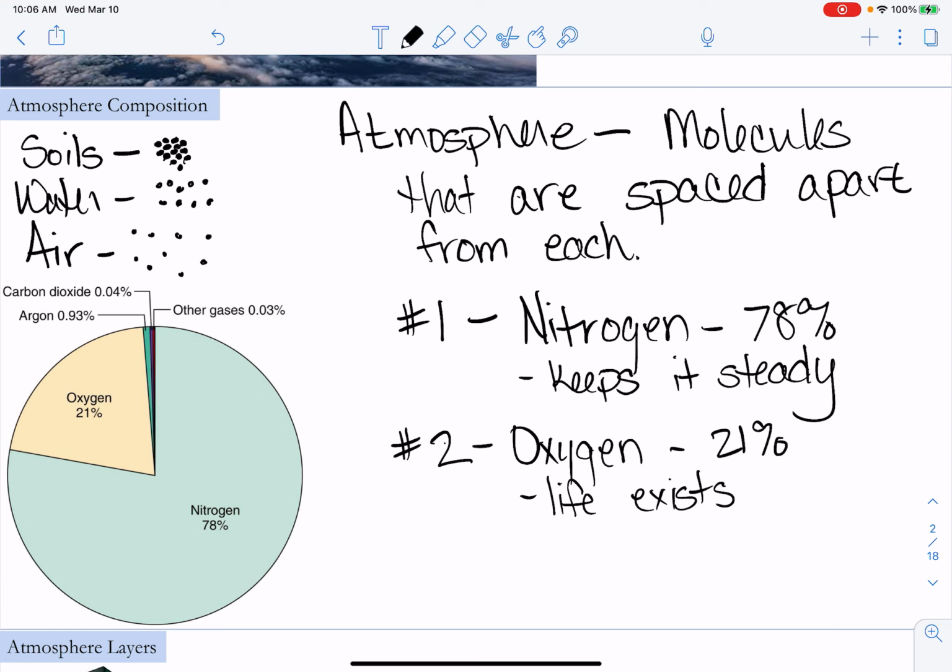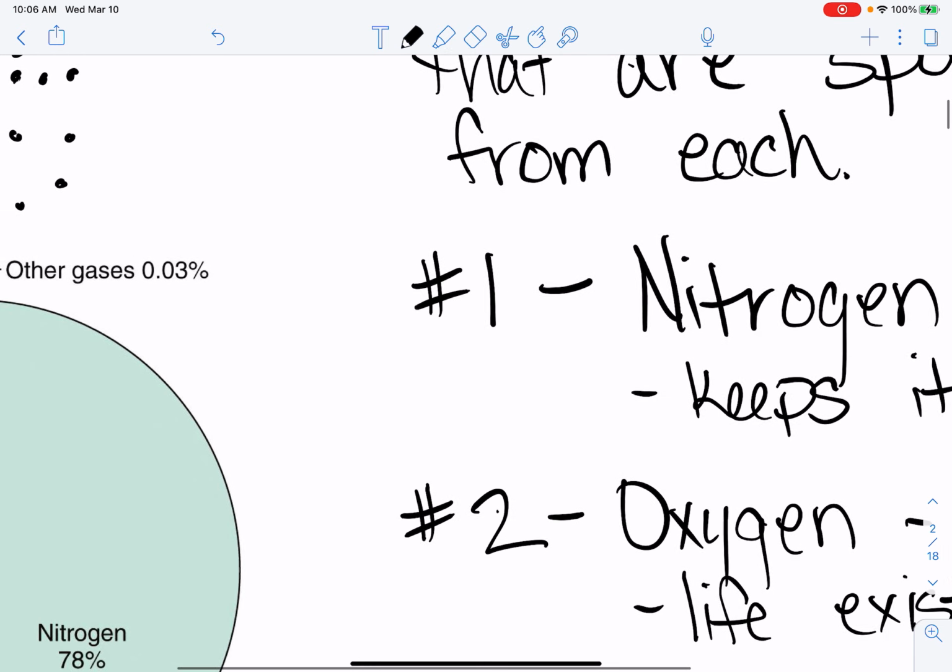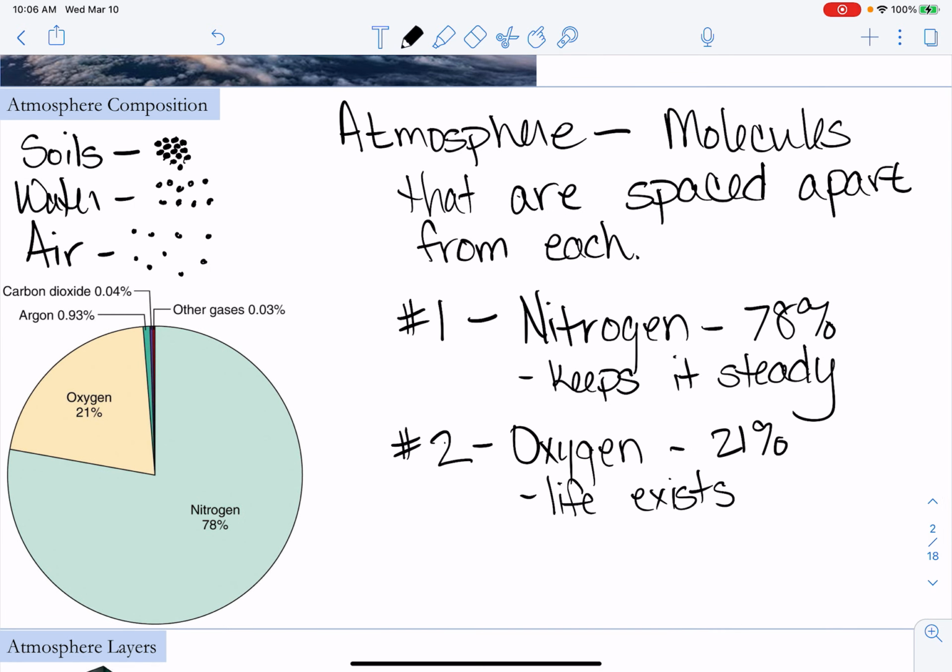We don't want too much oxygen because it can become explosive. There's a reason why you're not supposed to smoke or have an open flame in a hospital. That's because a lot of the patients are on oxygen. And if you put an open flame near the oxygen, you can have a huge explosion.